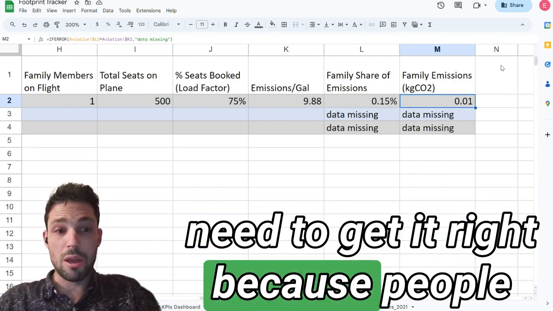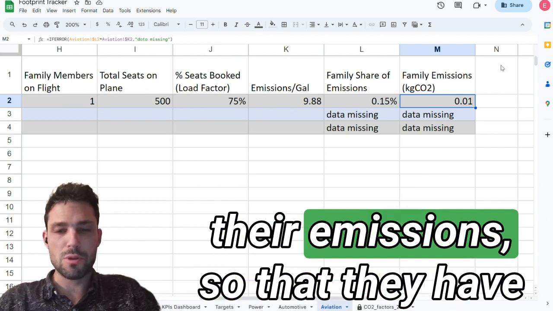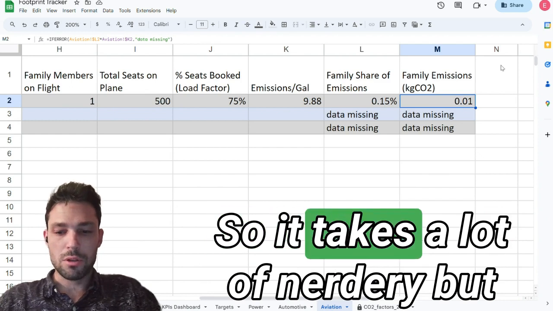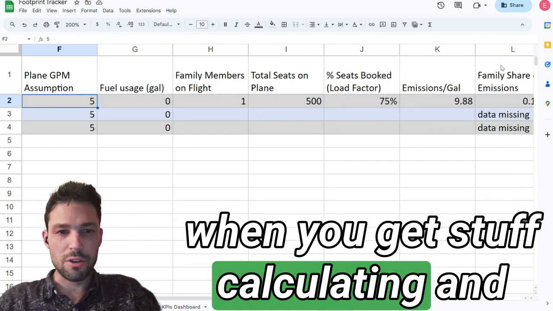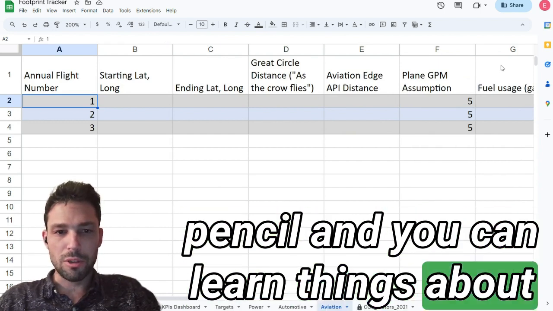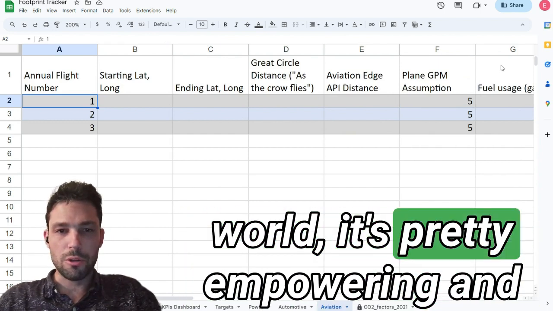And we need to get it right because people need to be held accountable for their emissions so that they have an incentive to drive them down. It takes a lot of nerdery, but when you get stuff calculating and you have all this data, and you have to do math with a pencil, you can learn things about the world and use that to change the world. It's pretty empowering and cool.